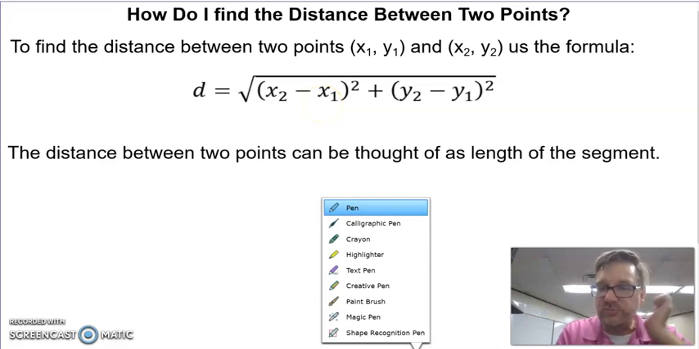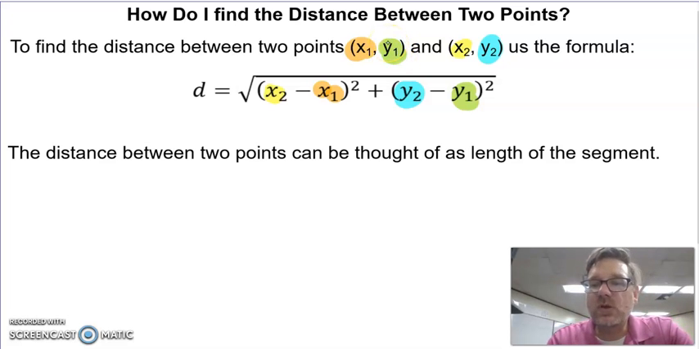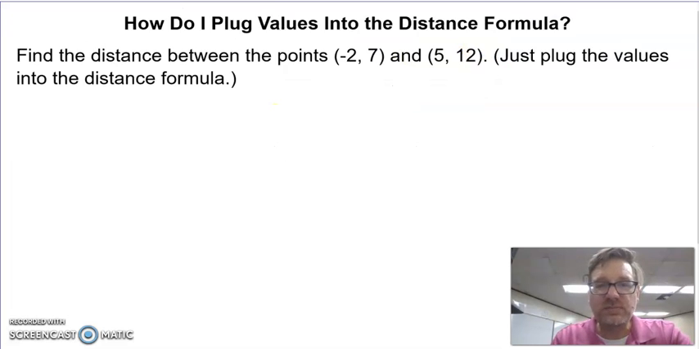Now where do we find those actual values? Here. x2 means the second point and its x value, minus the x value of point number 1, which is right there. y2 means the second y value, and y1 is the first y value. So we can always think of the distance between 2 points on a segment as the length of that segment. Using this formula, not only do we find distance between 2 points, we find the length of a segment. So how do we plug these into the distance formula?